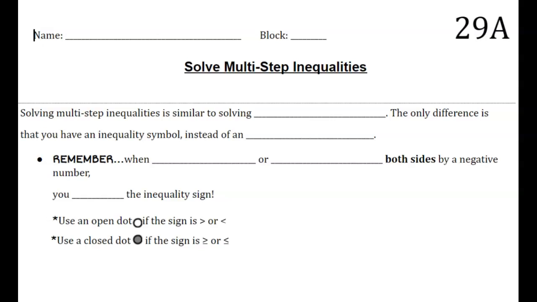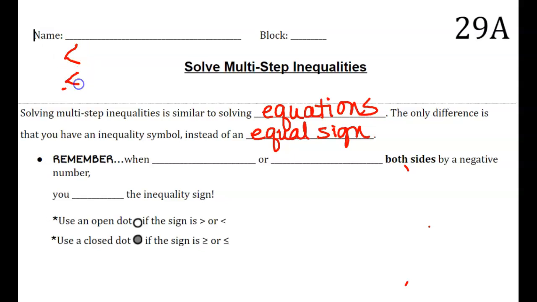Solving multi-step inequalities is very similar to solving equations. The only thing that's different is that instead of having an equal sign, you have an inequality symbol. By an inequality symbol, I mean less than, less than or equal to, greater than, or greater than or equal to. They're going to work just like solving an equation.